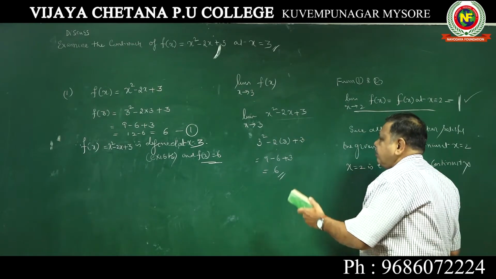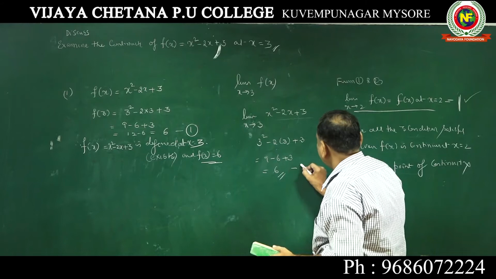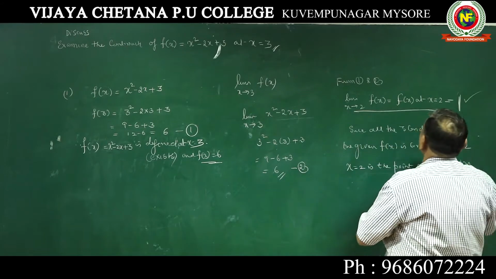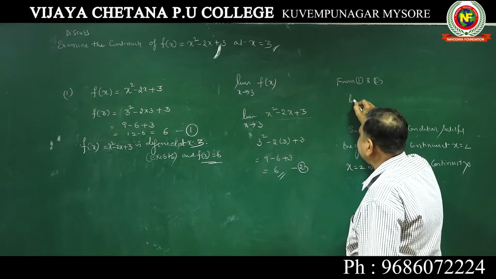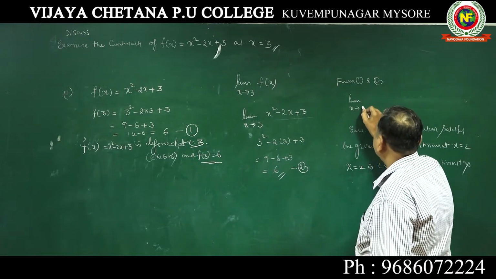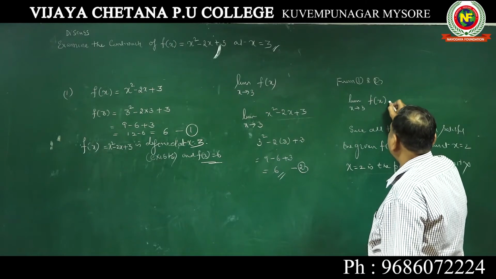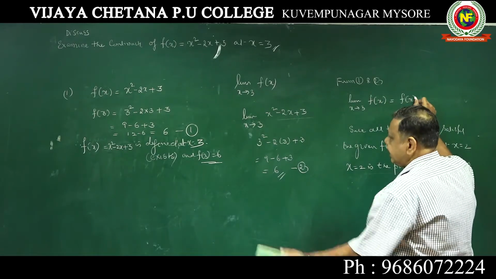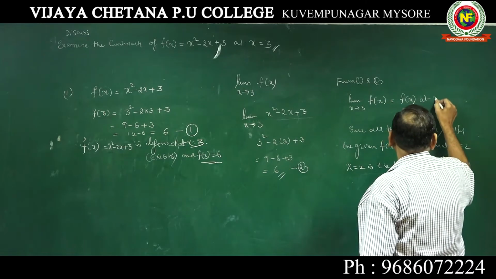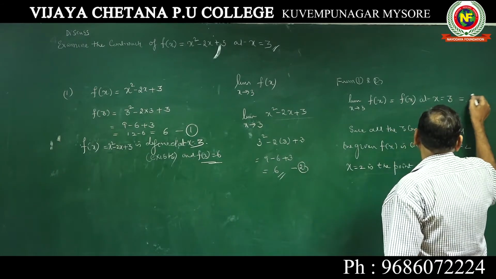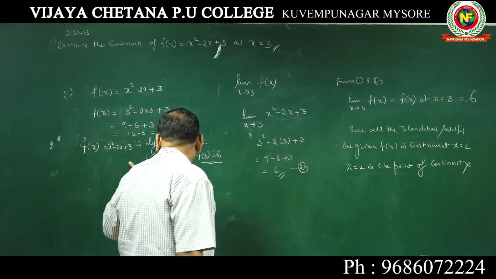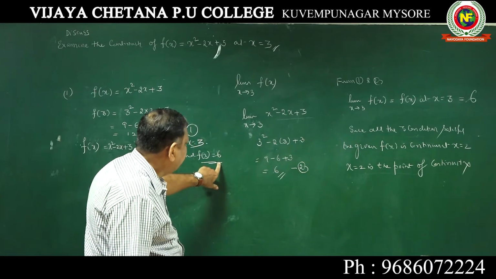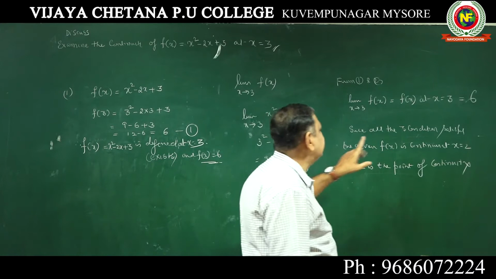Conclusion: from 1 and 2 you can say that the limit as x tends to 3 of f of x is equal to f of x at x equal to 3, which is equal to 6. You should write 6, because you have calculated f of x at x equal to 3 is also 6, and the limit is also 6.